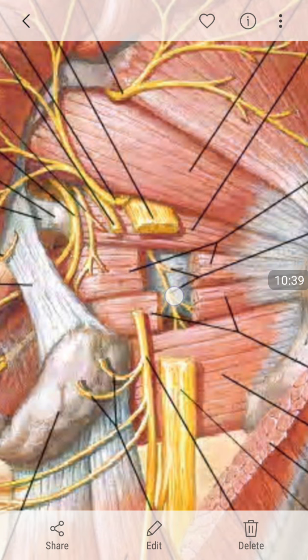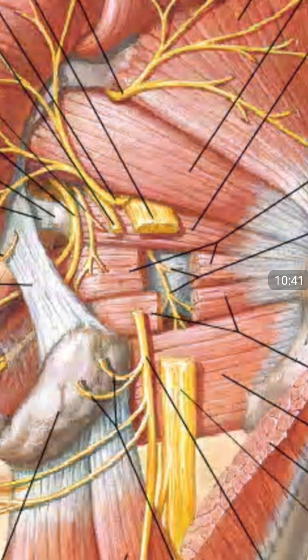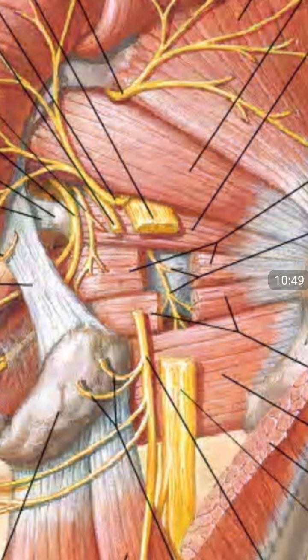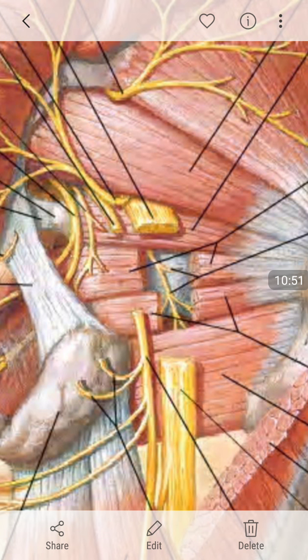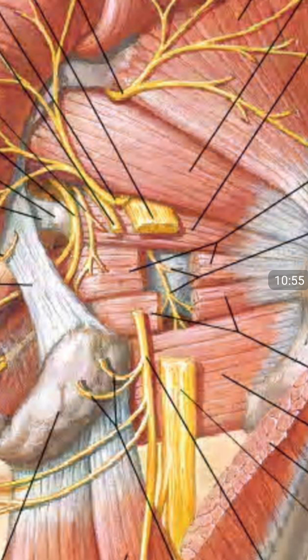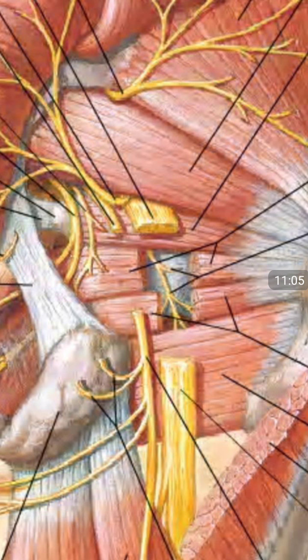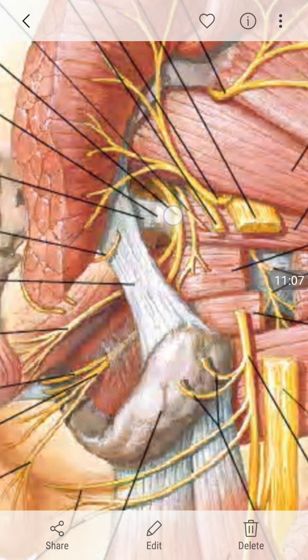And here you see, because a window has been cut, you can see the deeper structure. This is the nerve to quadratus femoris. This is the quadratus femoris muscle. So this nerve is supplying the quadratus femoris muscle plus inferior gemellus. So superior gemellus and inferior gemellus are twin muscles, because the word gemellus means twins, but their nerve supply is different. Superior gemellus is supplied by the nerve to obturator internus, whereas inferior gemellus is supplied by the nerve to quadratus femoris.